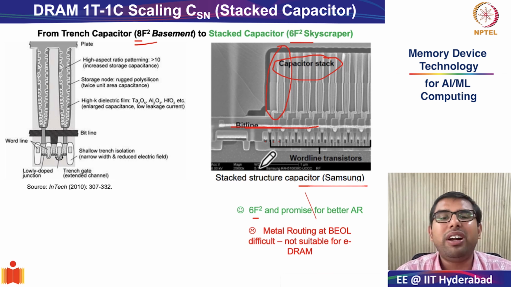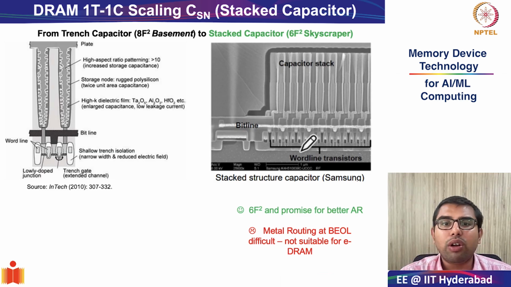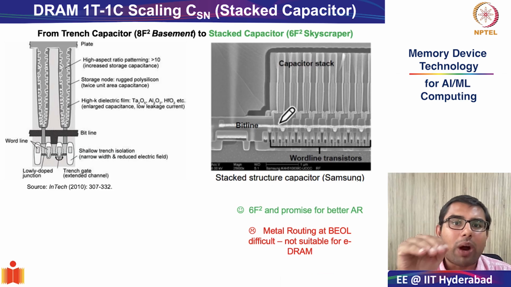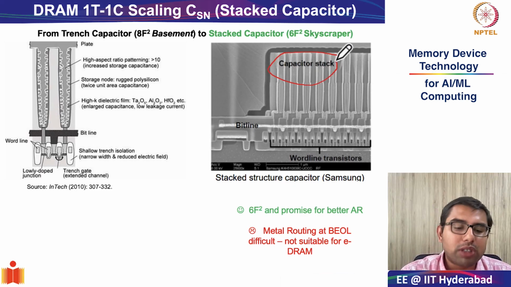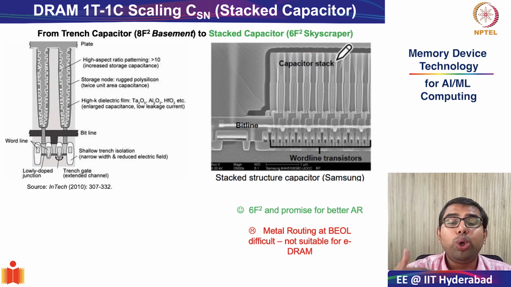However, there are also some difficulties. The difficulty is that metal routing at the back end of the line becomes very difficult. What is the meaning of metal routing? Remember, these transistors which are fabricated at the front end of the line have to be connected with each other through metal layers. You have metal layer 1, 2, 3 and so on and so forth. But in that place, if you put this capacitor stack, then metal routing becomes a big issue. Okay, so this is why it becomes very difficult to use them for embedded DRAM applications, something that we will discuss very soon.